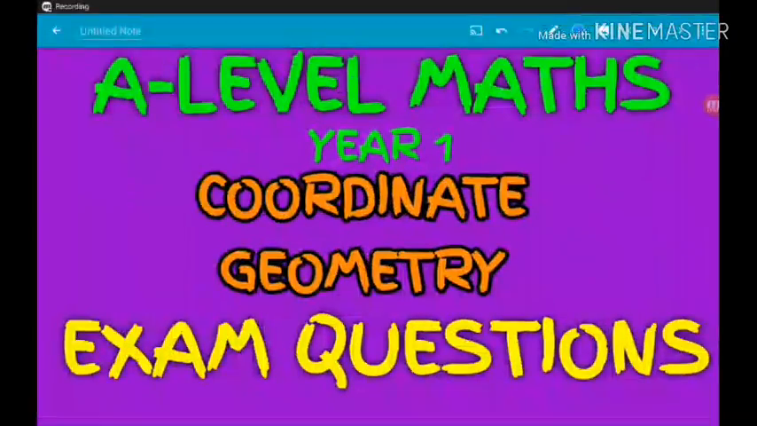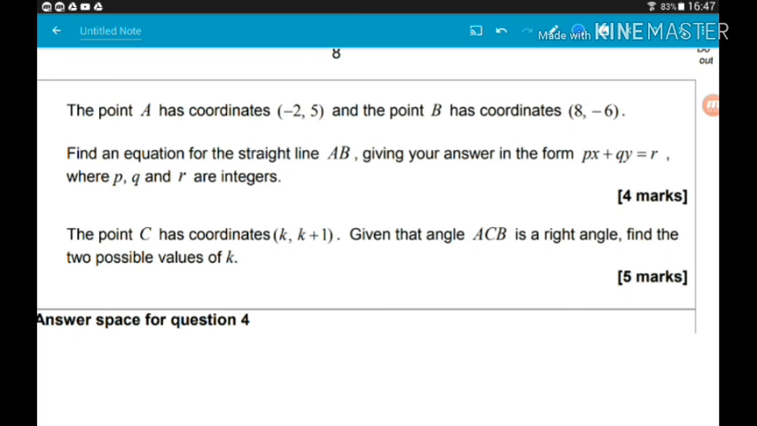Hey guys, in this one we've got another coordinate geometry exam question. This time we're looking at the equation of a straight line and then doing some tricky coordinate stuff. So, without further ado, the point A has coordinates -2, 5, and the point B has coordinates 8, -6.